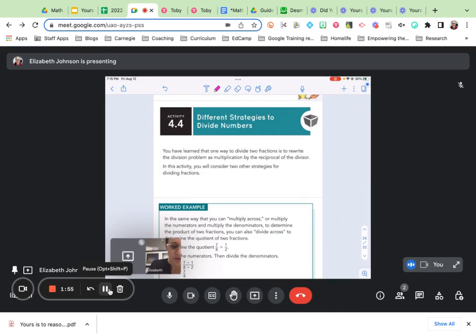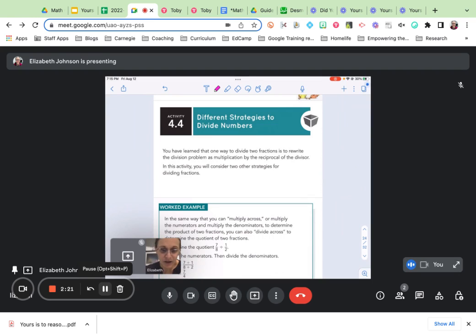Well, you've done some excellent work with fractions with your partners and with your groups. Let's look today at some different strategies that you can use to divide fractions. So far, we've used bar models, we've used number line models, and we've used an algorithm in which we multiply by the reciprocal of the divisor instead of dividing.